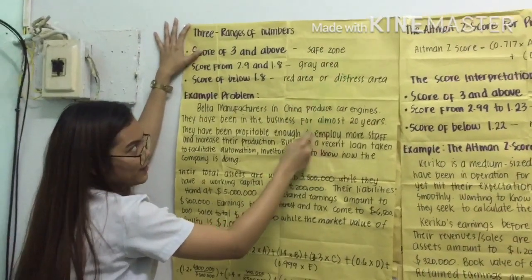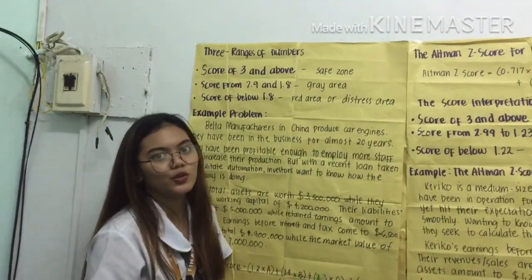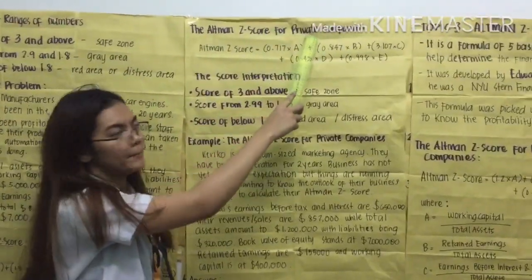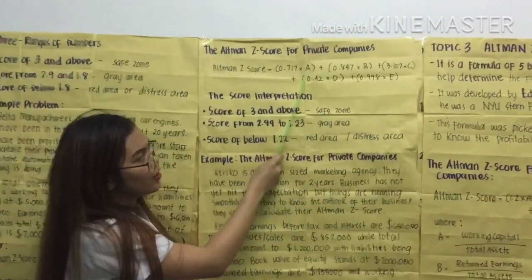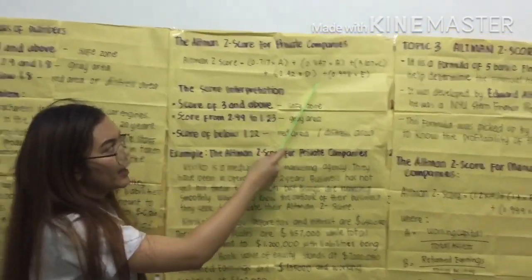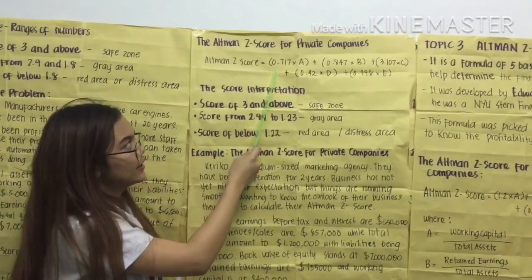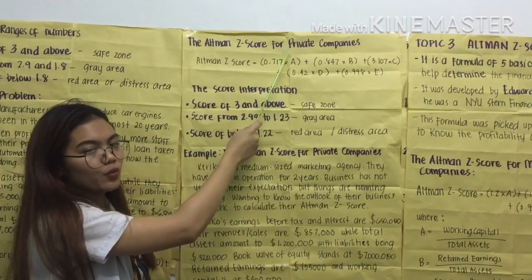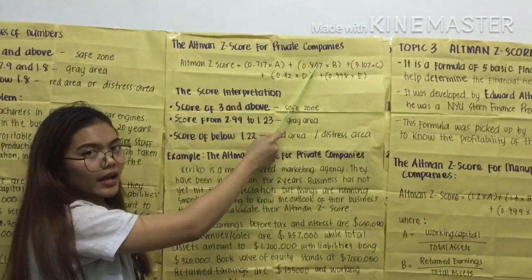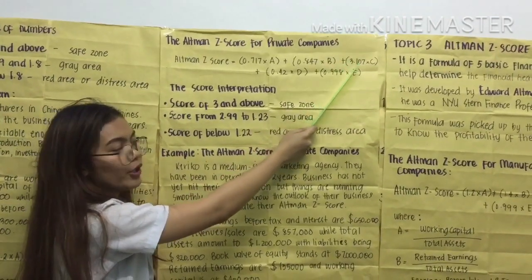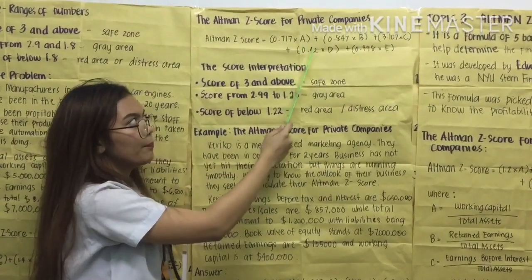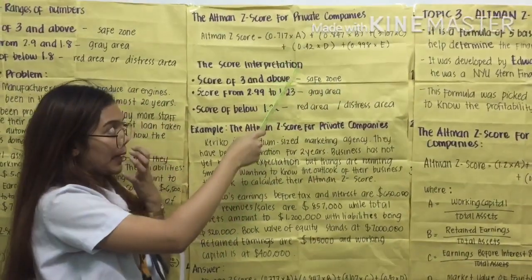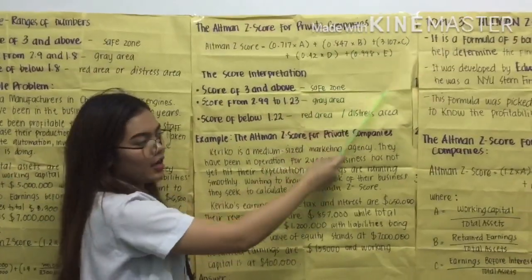So that meaning of safe zone is that the company is not leading to a bankruptcy. For the next, the Altman Z-score for private companies. As you can see here, it is also multiplied by A, B, C, D, E, but with different decimals. The Altman Z-score for private companies equals 0.717 times A plus 0.847 times B plus 3.107 times C plus 0.42 times D plus 0.998 times E. We will use again the formula of A, B, C, D, E, which is this.